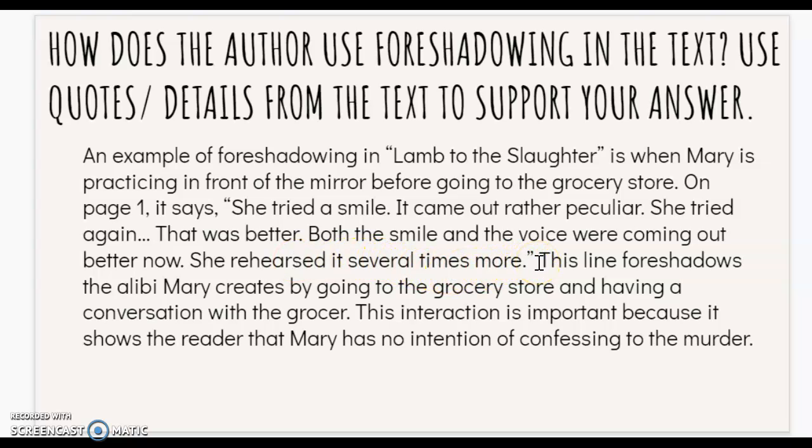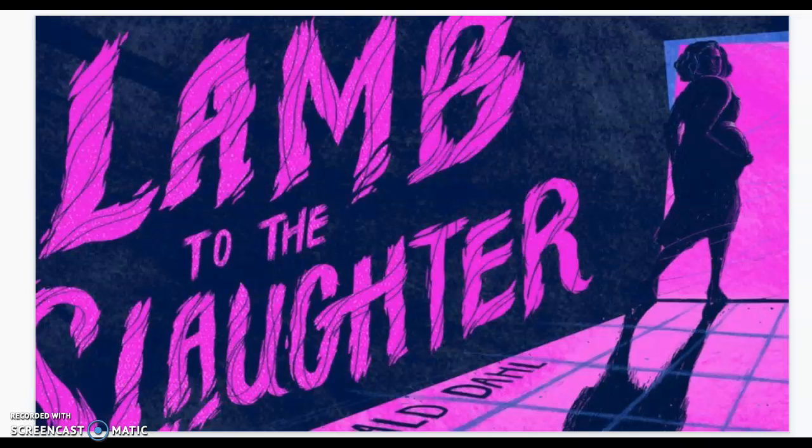And now our explanation of the evidence. This line foreshadows the alibi Mary creates by going to the grocery store and having a conversation with the grocer. This interaction is important because it shows the reader that Mary has no intention of confessing to the murder. Now that you know what foreshadowing is, you'll be able to find examples throughout the text. That's it for today's pre-work, but be prepared to talk about foreshadowing in class.